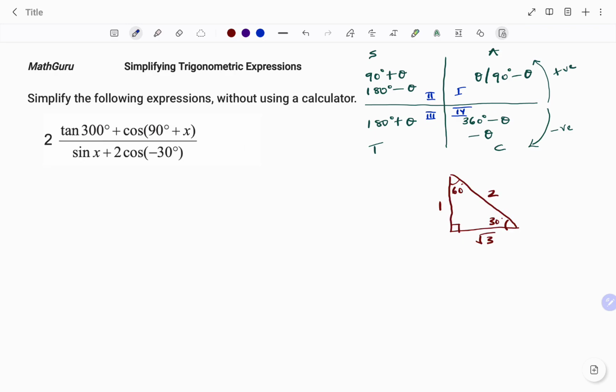For the second question, I have tan of 300 degrees plus cos of (90 degrees plus x) divided by sine of x plus 2 cos of negative 30. Note that we've been asked not to use the calculator, so therefore I'm going to show you how to reduce that. Tan of 300 degrees falls in the fourth quadrant, and you can see that the code for the fourth quadrant, that's 360 degrees minus theta.